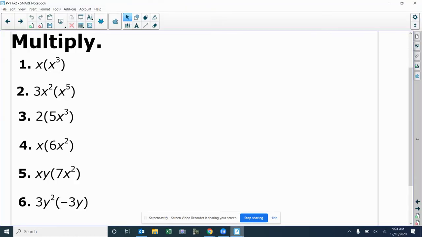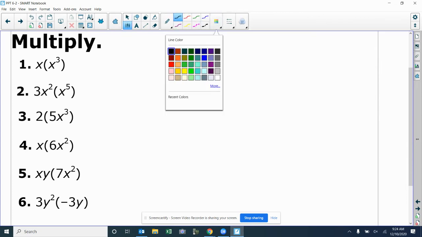Okay, so we get started today. I'll have your homework up there in a second, you can check that. But let's get started with these guys right here. Remember, you're gonna multiply your numbers and add your exponents to these guys right here.